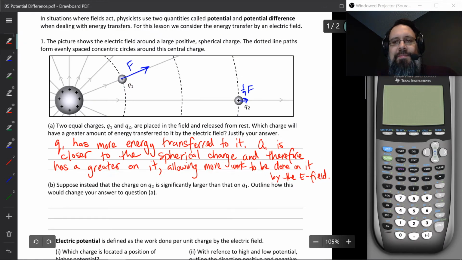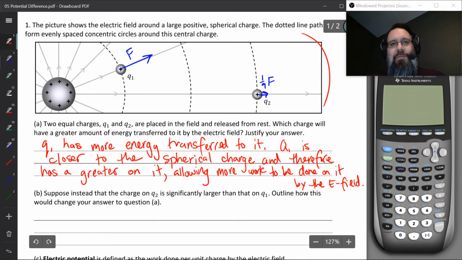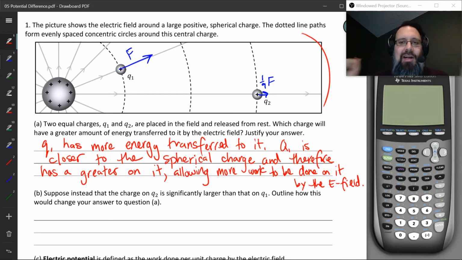Okay, that makes sense. So since Q1 is closer, they have the same charge, Q1 is closer, there's a much stronger force on it, and then that stronger force allows more work to be done on that charge. So it will be able to get more energy transferred to it. If we went out to infinity and we clocked the speeds of each of these charges as they flew past us, it would be obvious that Q1 would be traveling way faster than Q2. And that's because Q1 had a greater force on it, and so it was able to gain more energy from the field.